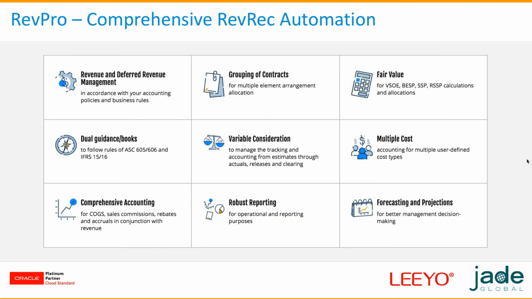And the dual guidance and books: if anyone has 606 and 605 within RevPro, we give you the ability to compare how your transaction is being managed from a revenue perspective between these two books in a waterfall format, so you can slice and dice the data and compare your numbers across those accounting periods between different revenue books.